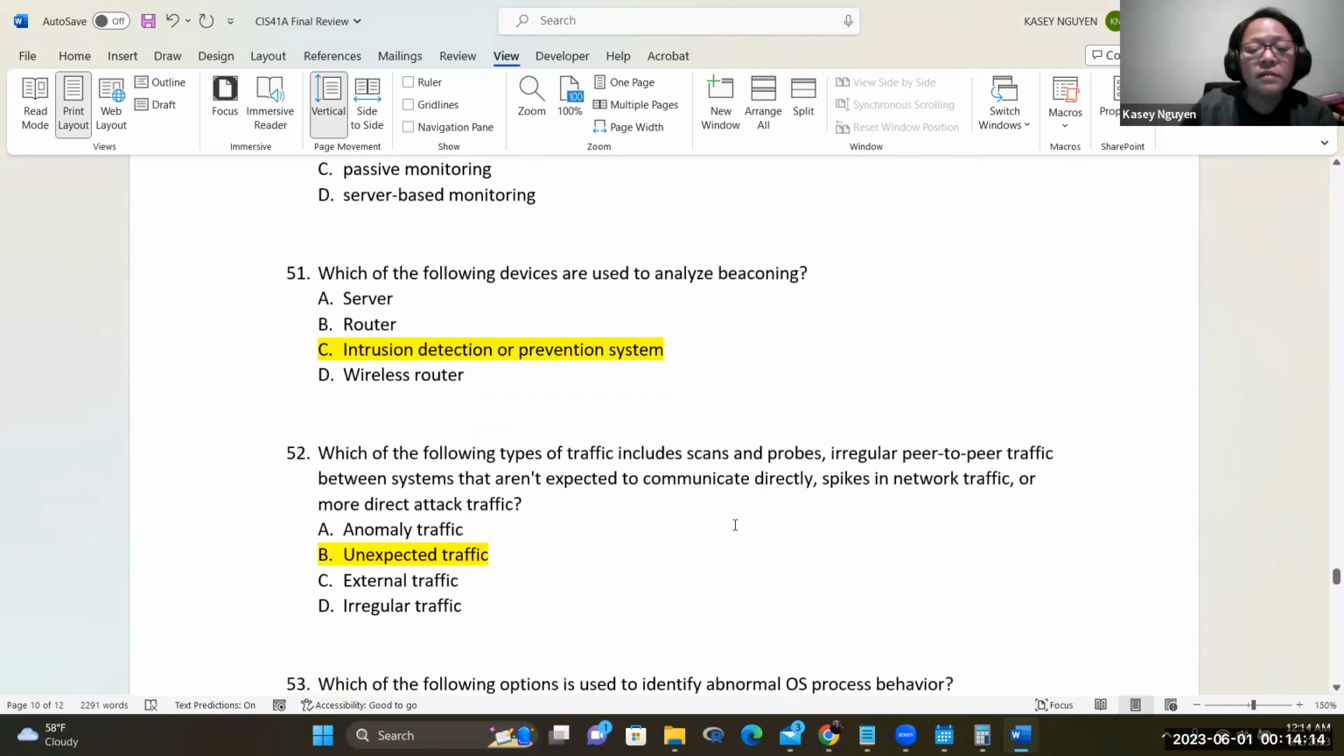52. Which of the following types of traffic include scan probes, irregular peer-to-peer traffic between systems that aren't expected to communicate directly, spikes in the network traffic, or more direct attack traffic? So if you look at the question, irregular peer-to-peer traffic, the keyword here is traffic from systems that are not expected. So that will be unexpected traffic.